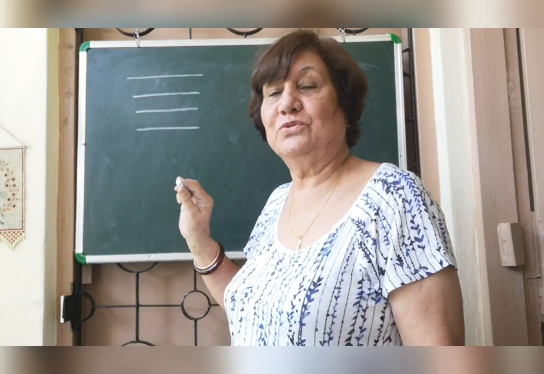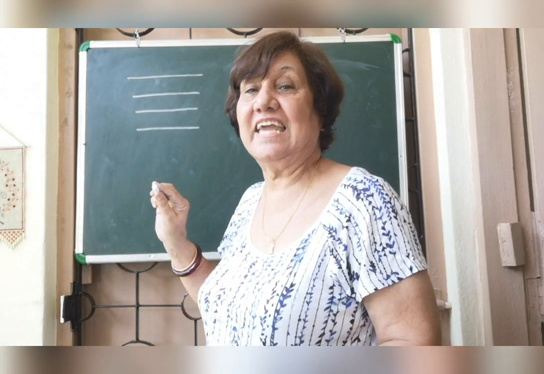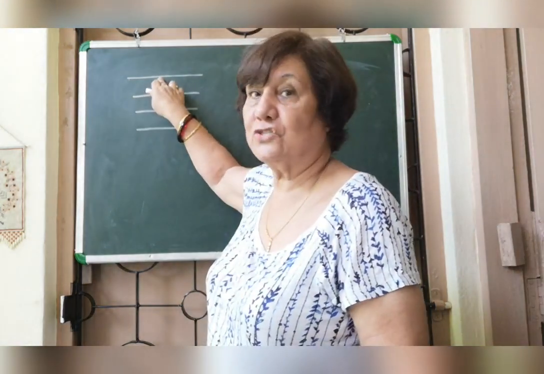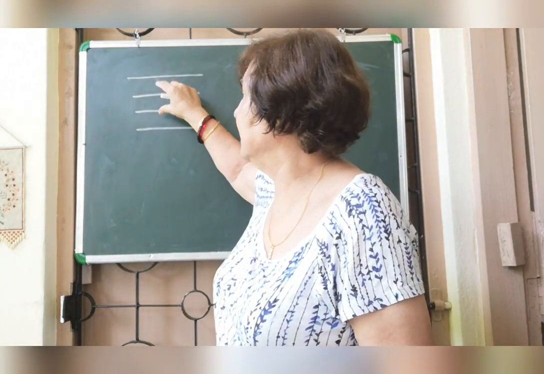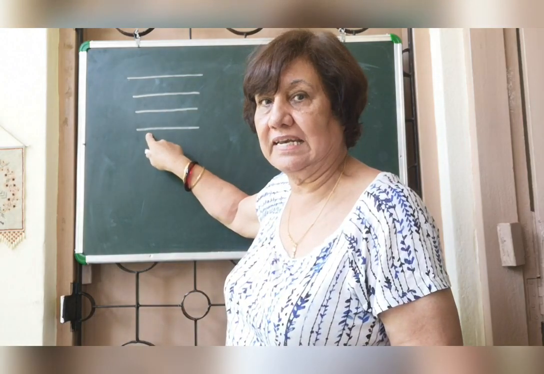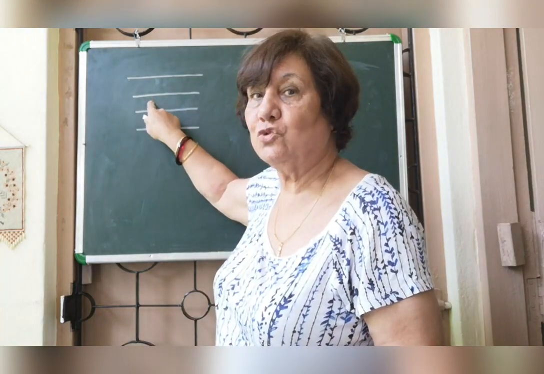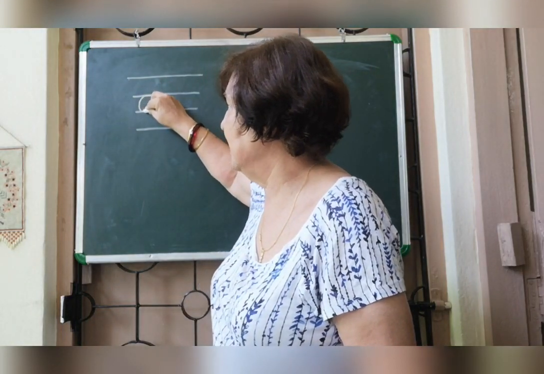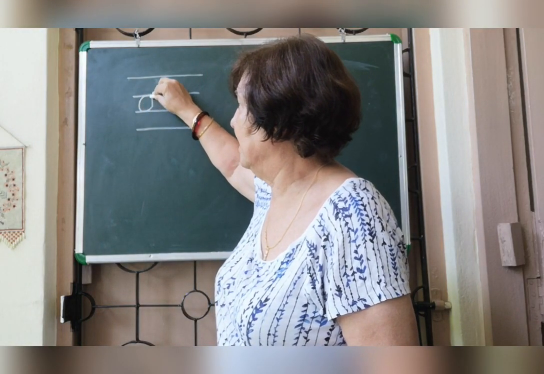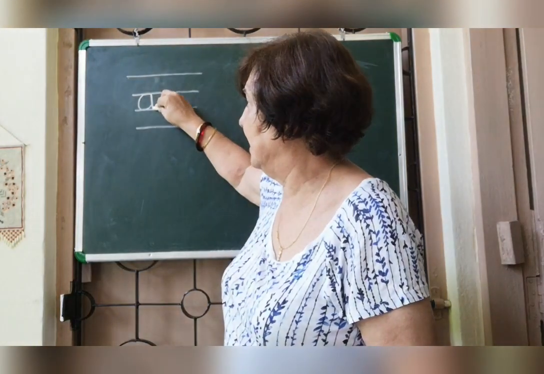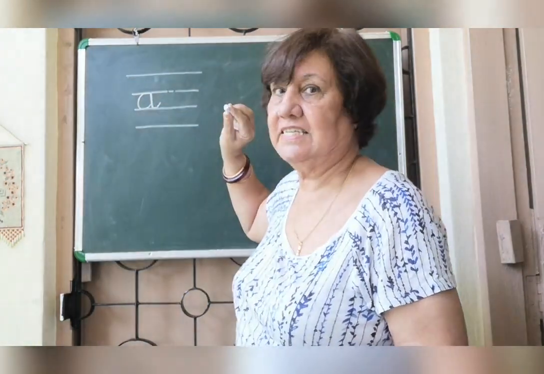Now I'm going to teach you how you're going to write A in your exercise books. This is the top red line, and these are the two blue lines. And here we have another red line. Now within the two blue lines, you start with a C, you go up to make an O, come down, stand with a straight line, and then a doggy's tail.